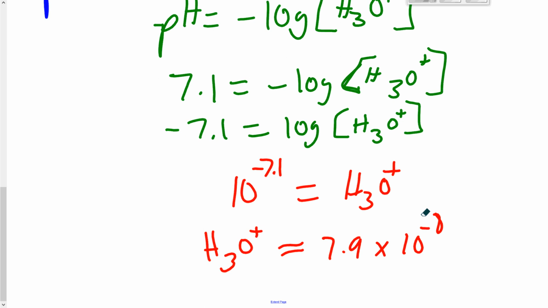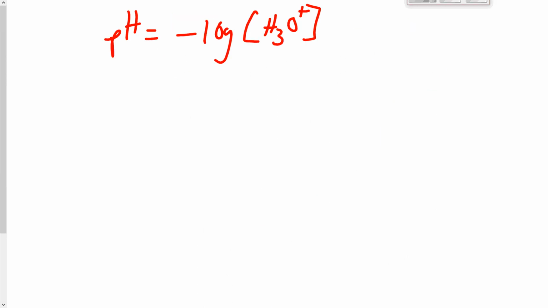So there's a problem for you, and there are a few more examples that I'll do, and then we'll work on some homework problems. We'll use this formula again, and now try this one: what if the hydronium ion concentration is 6.3 times 10 to the negative 5th? What would be the pH level? Go ahead and pause the video, try this out, and then come back if you need any help.